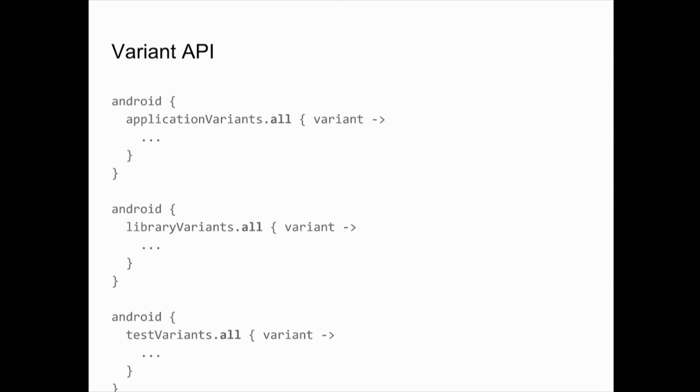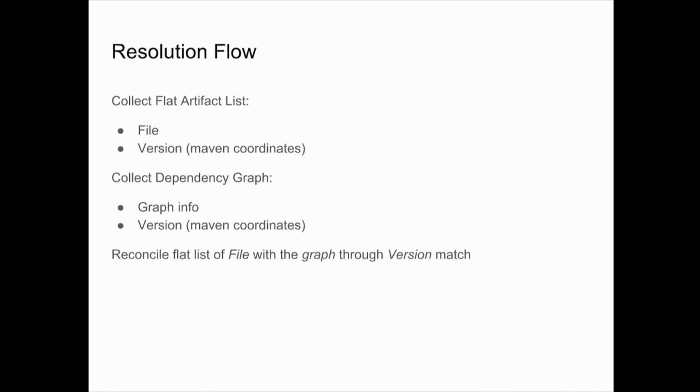So instead, we created a variant API. It's a live collection too, so you can put it in your DSL. You don't have to deal with after evaluate, and it will work anyway. And so if you have an application project, you do application variant.all. If you have a library project, you do library variants.all. And then for both of them, you can do test variant to access the test variant.